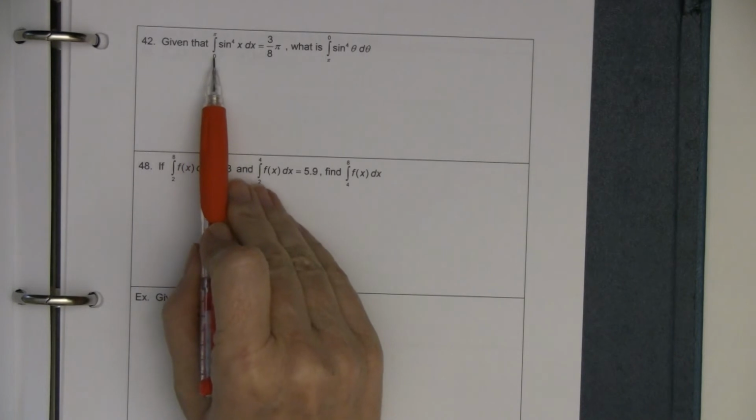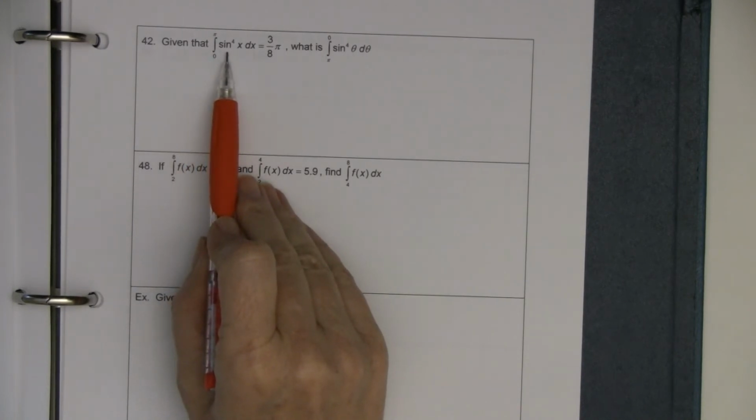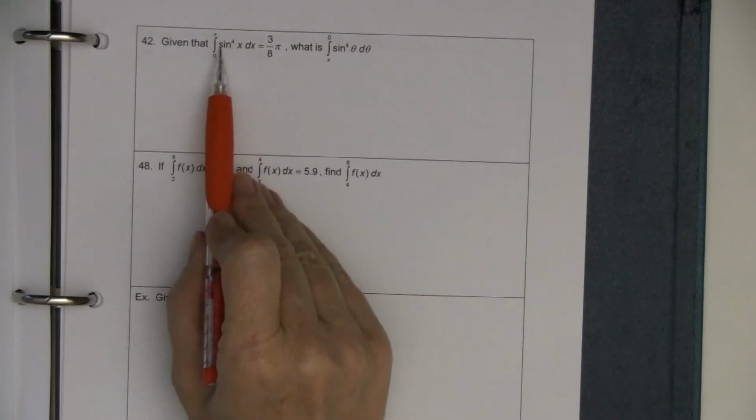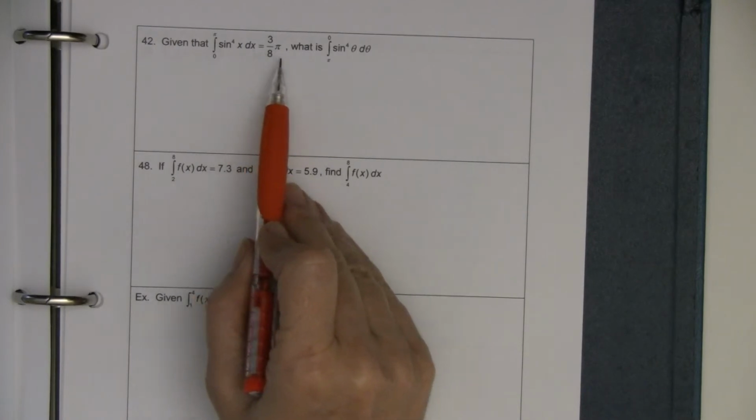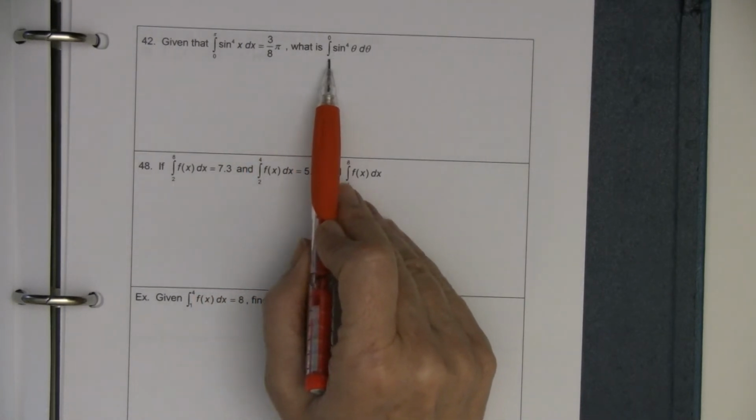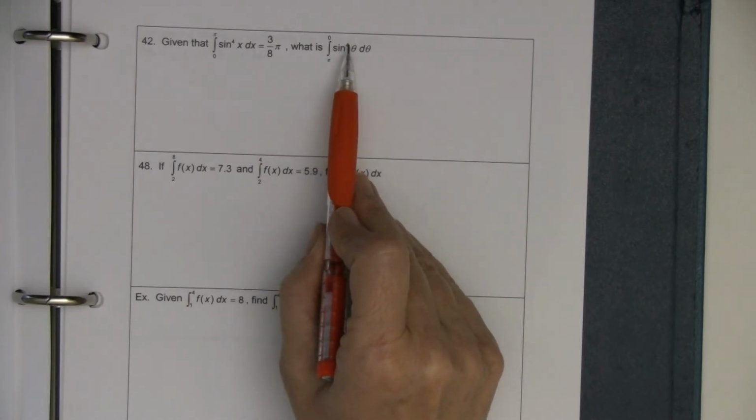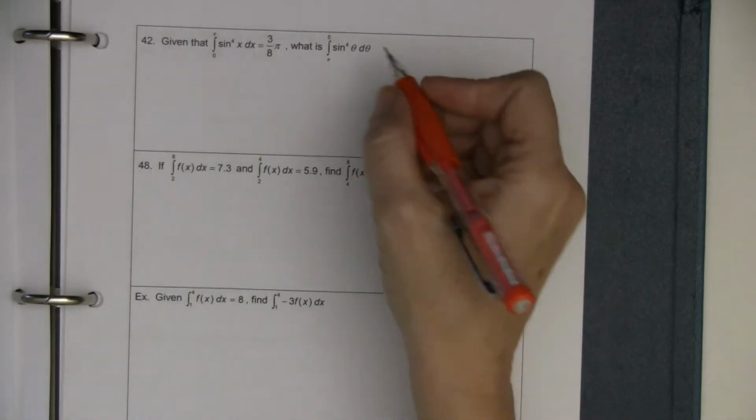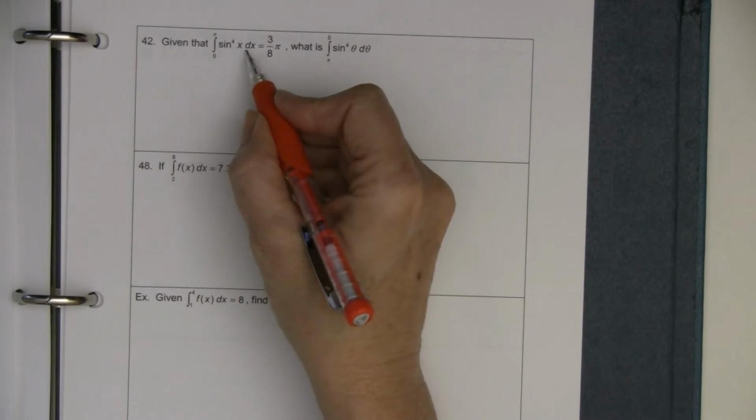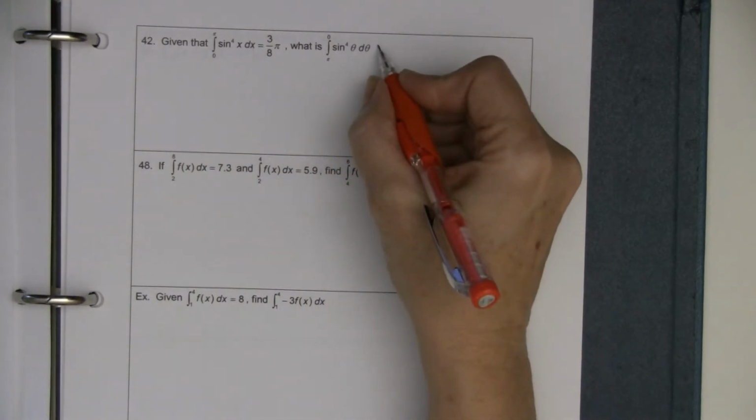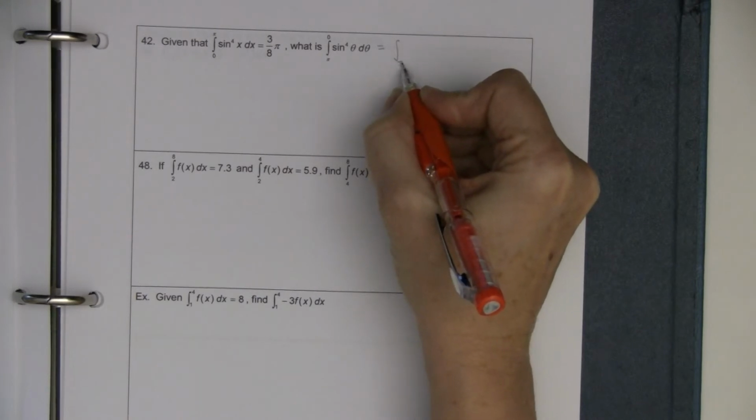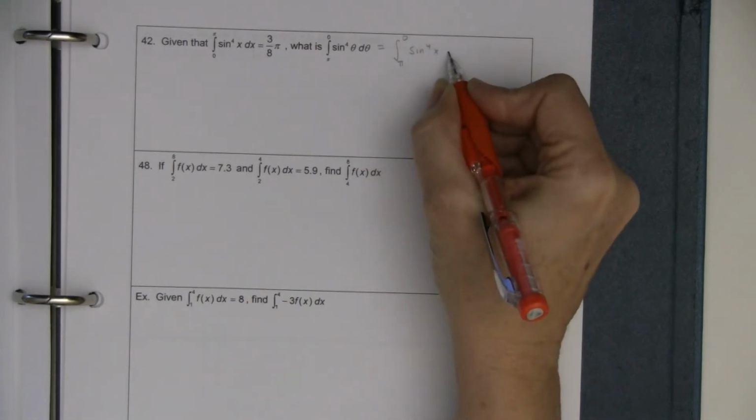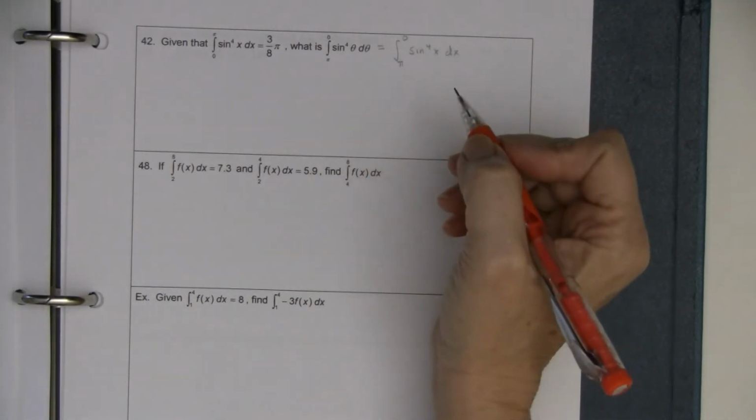Okay, so this is problem 42 from your book. It says given that the integral of sine x raised to the fourth dx from 0 to pi is equal to 3/8 pi, find the integral from pi to 0 of sine raised to the fourth of theta d theta. And the deal is that this theta here is a dummy variable, x is a dummy variable, and so you could change it. So this is exactly the same as the integral from pi to 0 of sine to the fourth x dx.